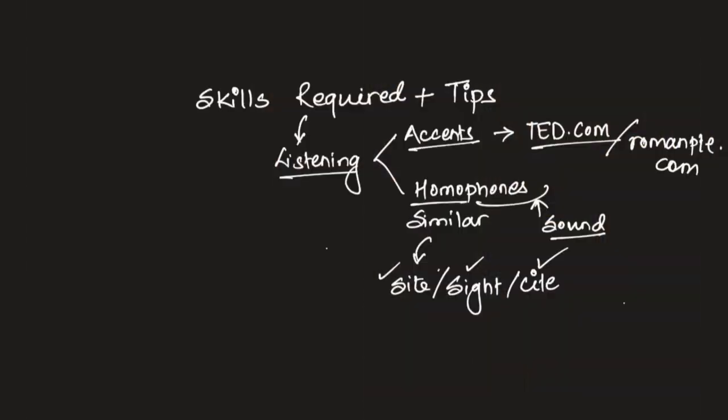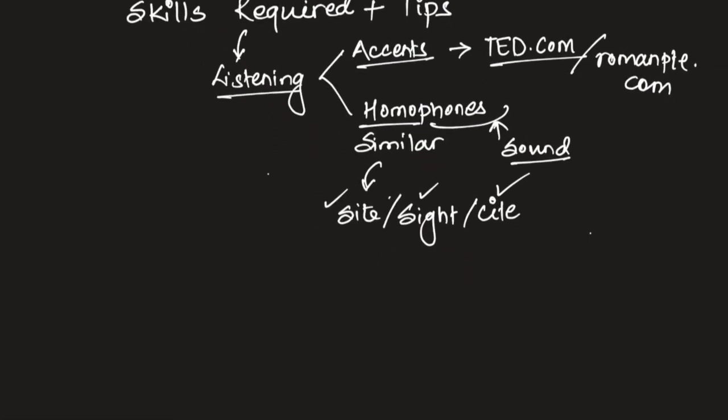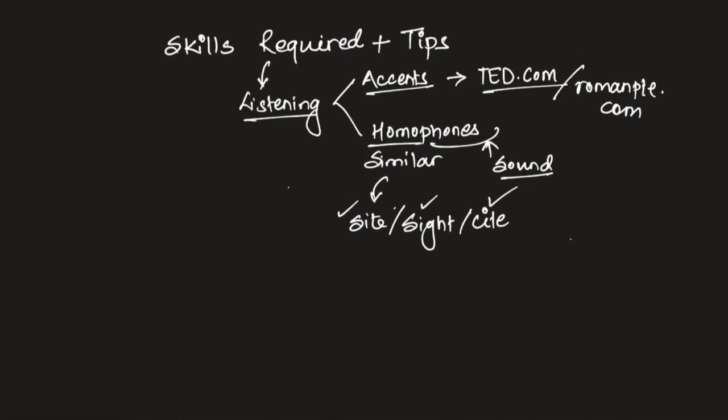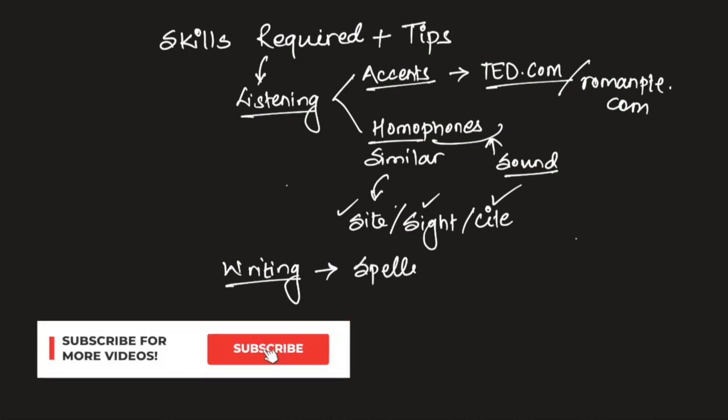That's about listening. But what about the writing part? What kind of skills do you require in the writing part? Because this is a question of listening and writing, of course, they want to see how good you are in both the sections. So when it comes to writing, the thing that you need to know first is, of course, you have to write all the words correctly with correct spelling. So the first is, of course, spelling.